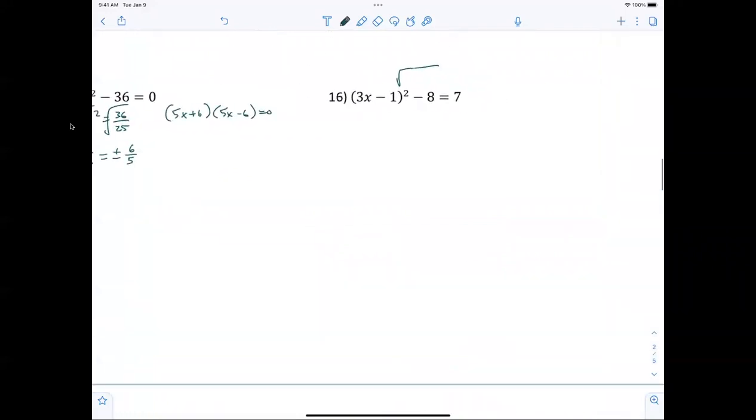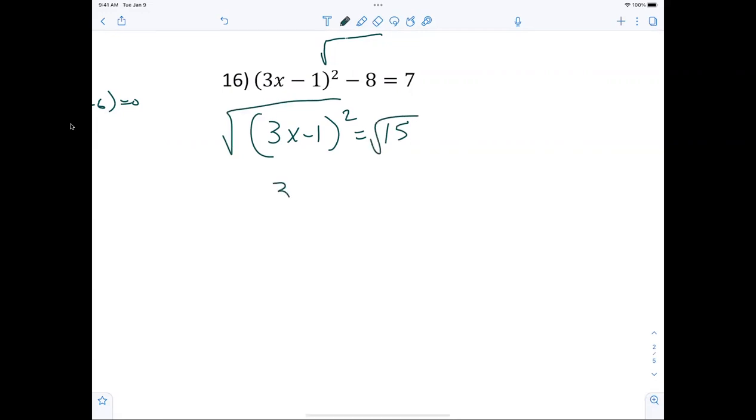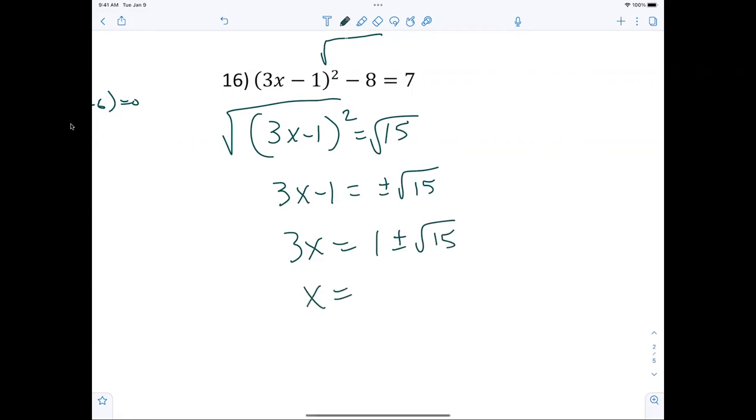Everybody's looking at 16. In this problem, you're going to add 8 first. You isolate the square. 3x minus 1 squared equals 15. Now, to undo the square, we take the square root. 3x minus 1 equals plus or minus square root of 15. Now I add 1. 3x equals 1 plus or minus square root of 15. And then divide by 3. 1 plus or minus square root of 15 all over 3.